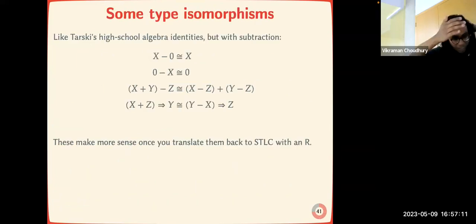There are type isomorphisms of these subtraction things. So x minus 0 is x, 0 minus x is 0. That makes it like a truncated subtraction. x plus y minus z is x minus z plus y minus z. It also interacts with functions. They look very funny.